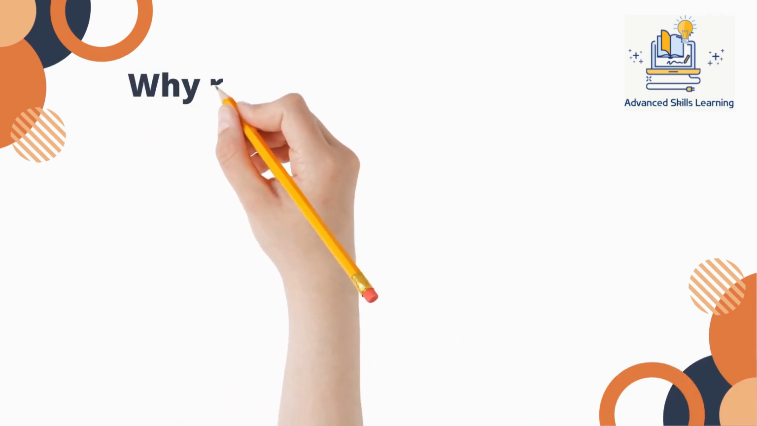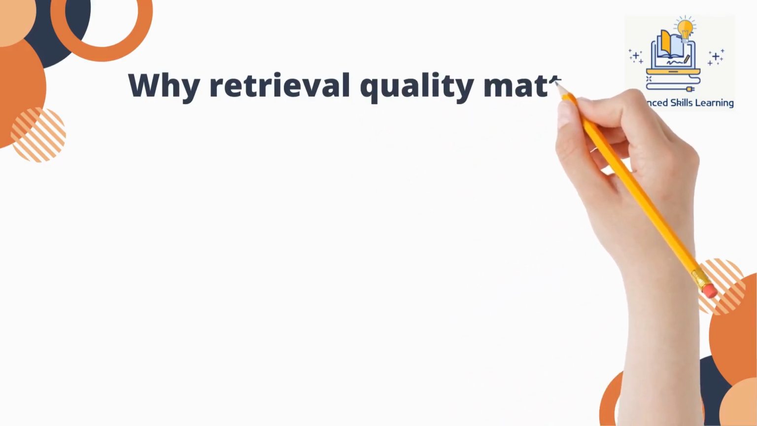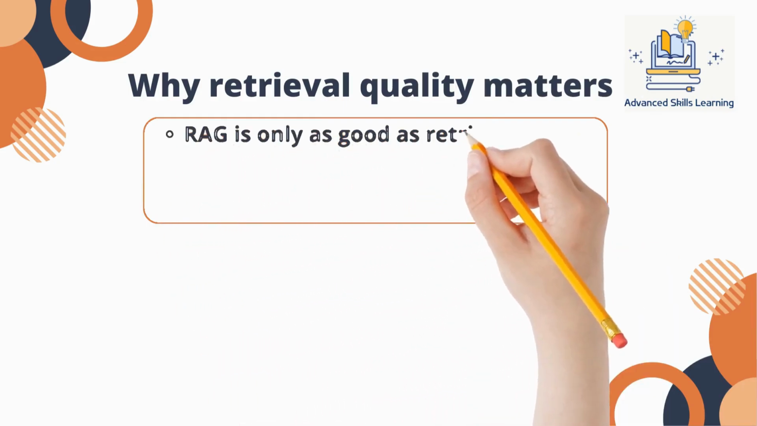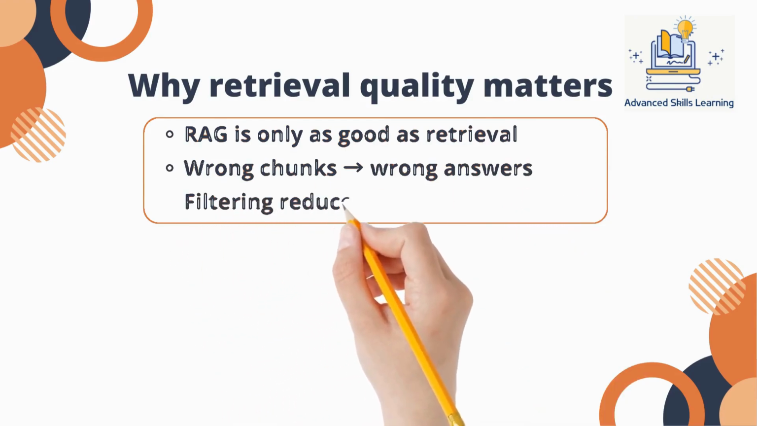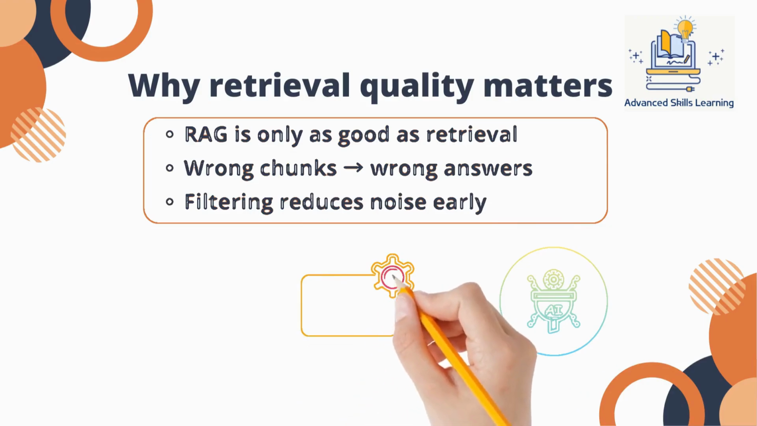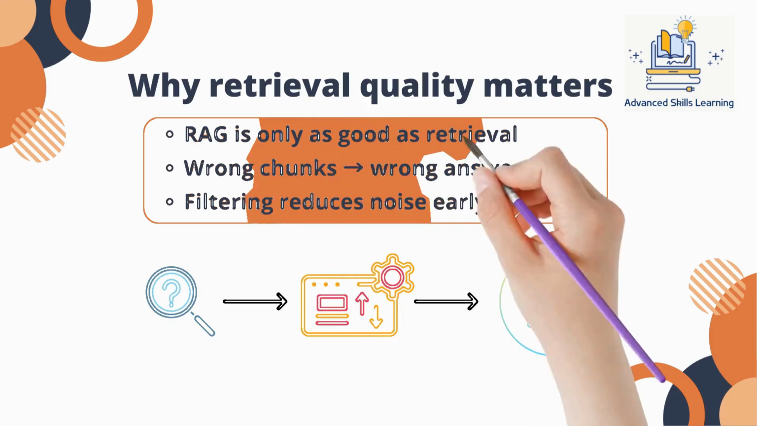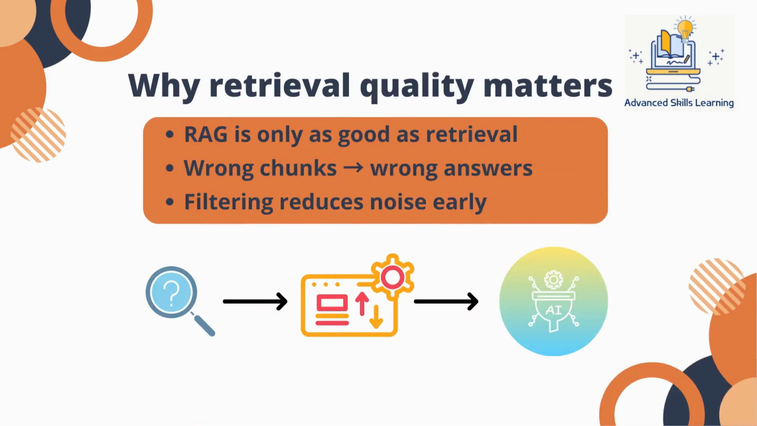Here's the key idea to anchor everything: RAG is only as good as retrieval. If your top results are noisy or off-topic, the model will still answer confidently, just with the wrong evidence. In production, a lot of hallucinations are actually retrieval failures. The right document wasn't fetched, it was ranked too low, or it was buried under irrelevant content. Metadata filtering reduces that noise early, before ranking even begins.